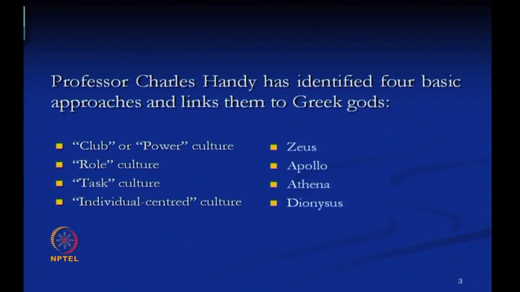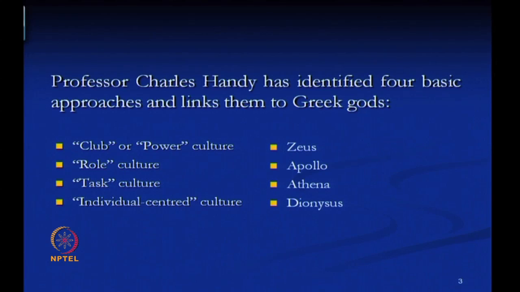And he went on to break it up under 4 heads: the club or the power culture, which he called Zeus. Now, Zeus, for those of you who know, was the king of gods in Greek mythology, and he ruled by what was called thunderbolts. If you were the king, you knew best and you know what to decide, and everyone else had to fall in place.